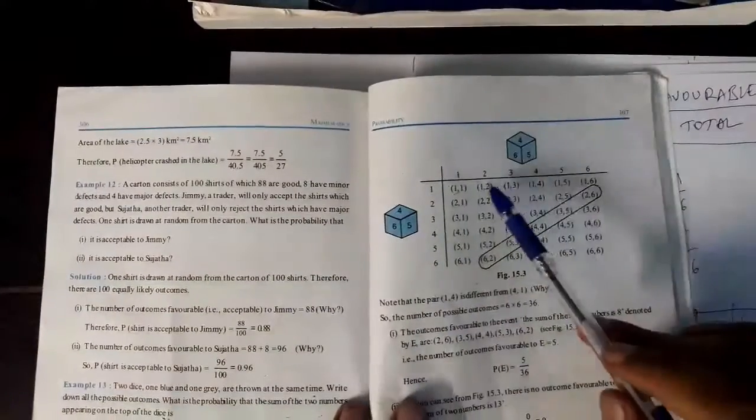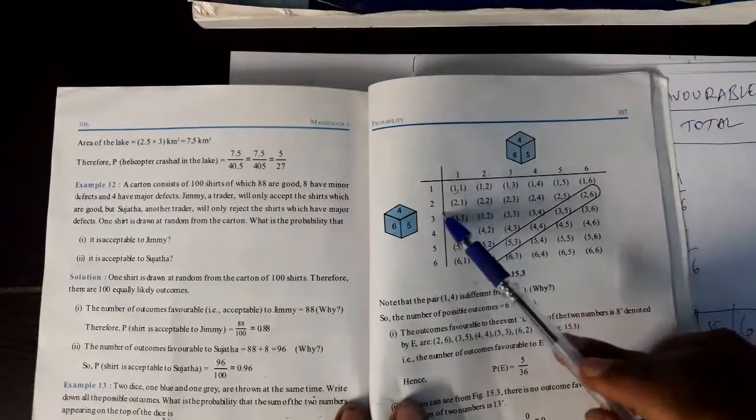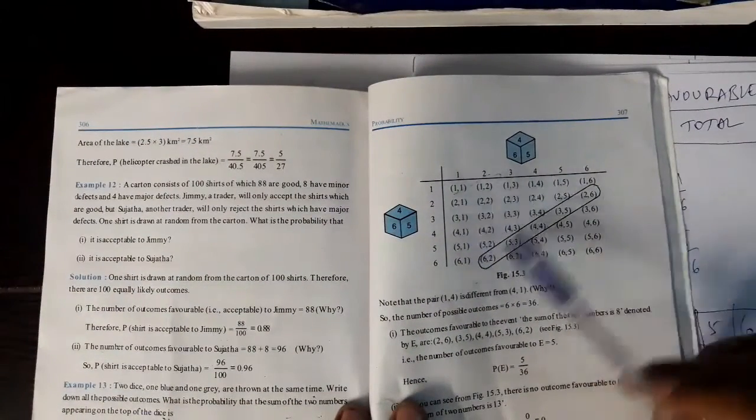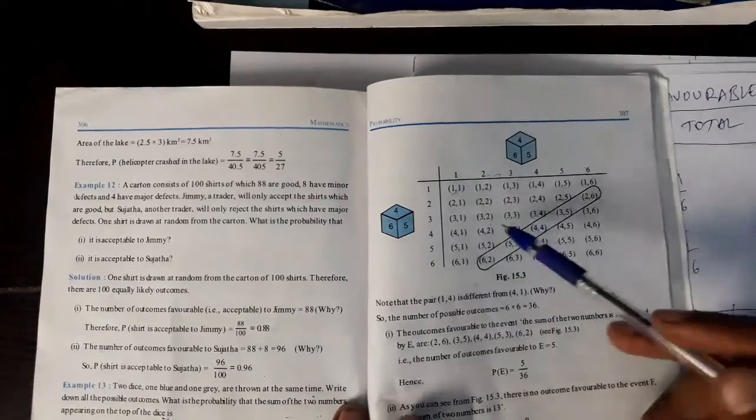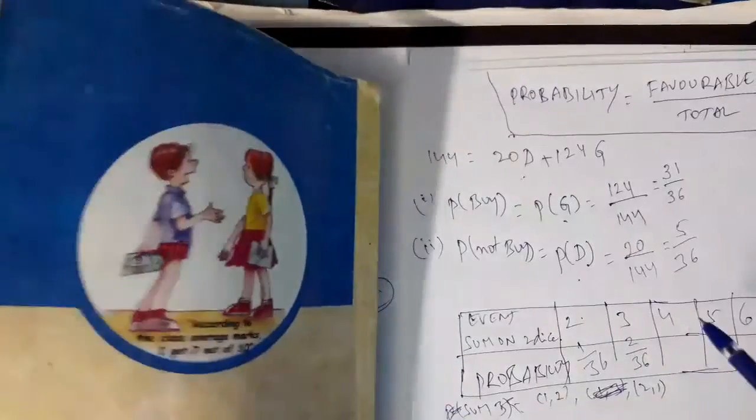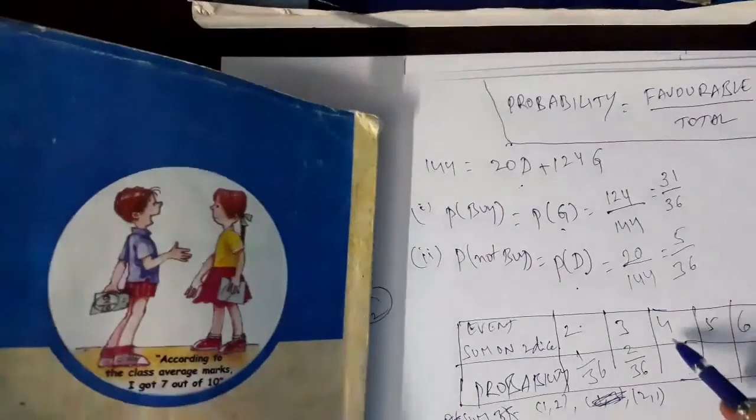Here you can also see (1, 2) and (2, 1). See this one, is there any other possibility? No. All the others have a sum greater than 3. Now, sum greater than 4.